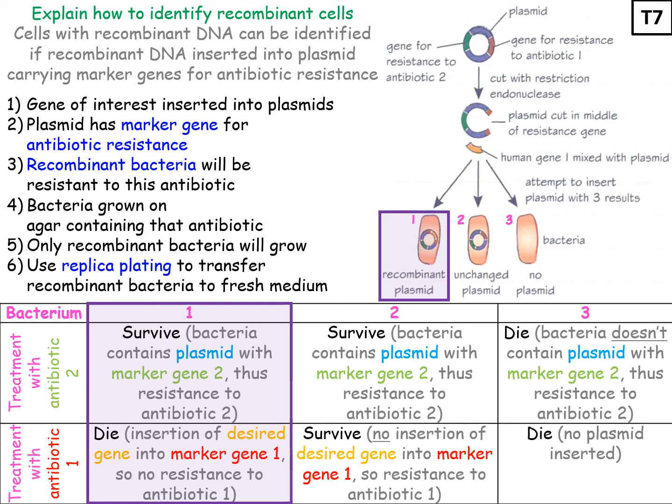However, then you could use something called replica plating, which we'll explain later on, to transfer the recombinant bacteria to fresh medium. And obviously, if you then test it on antibiotic 1, those bacterial colonies that die, because the resistance to antibiotic 1 gene has been disrupted, must therefore contain the inserted gene. So by replica plating, you could identify which bacterial colonies or cells contain the plasmids with the inserted desired gene.